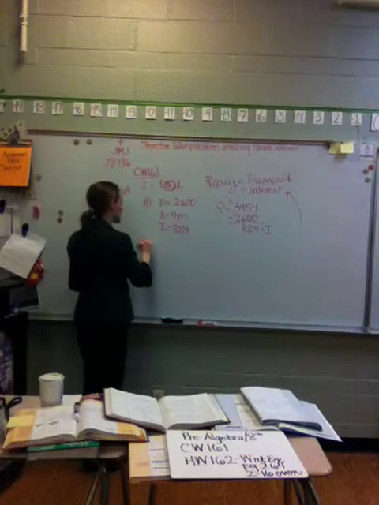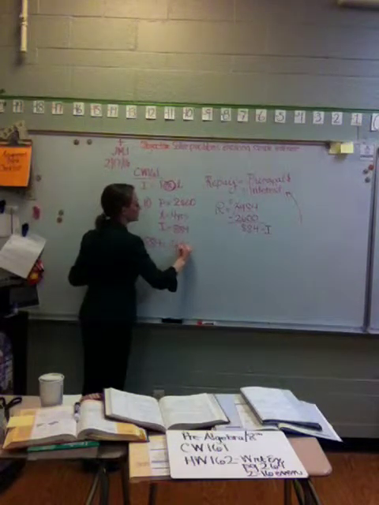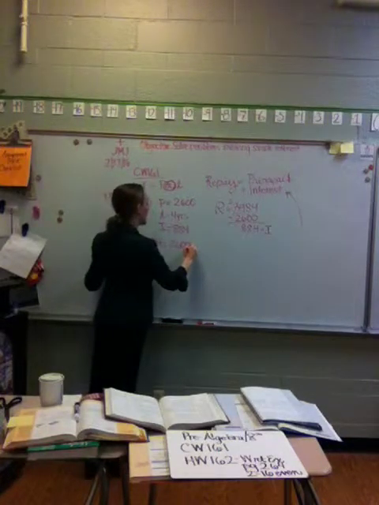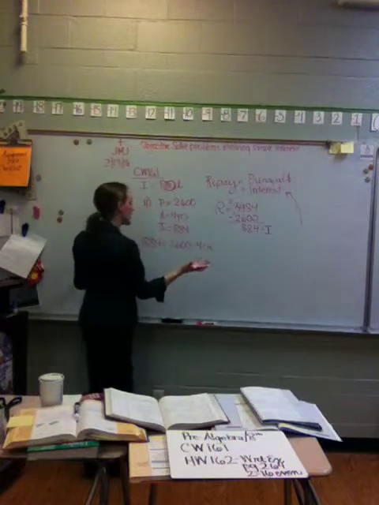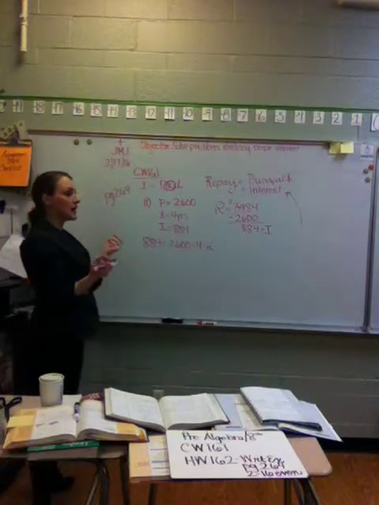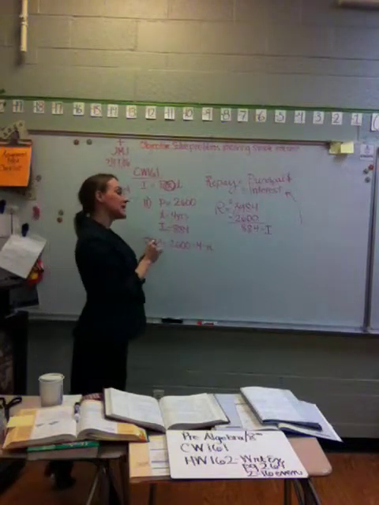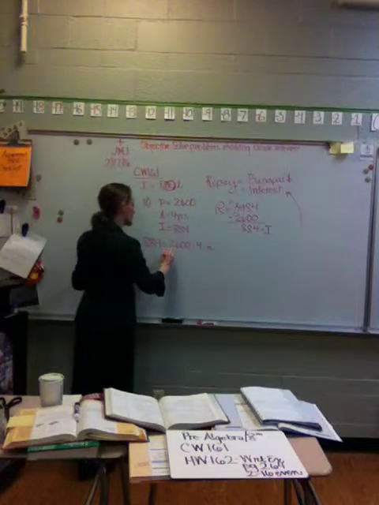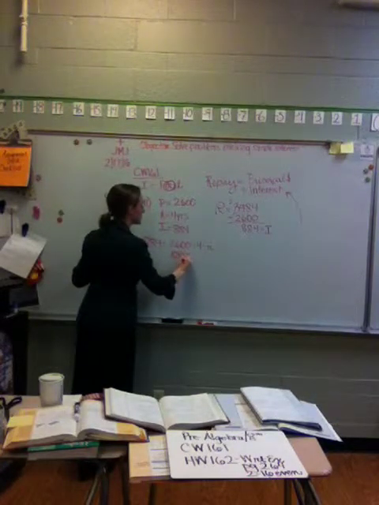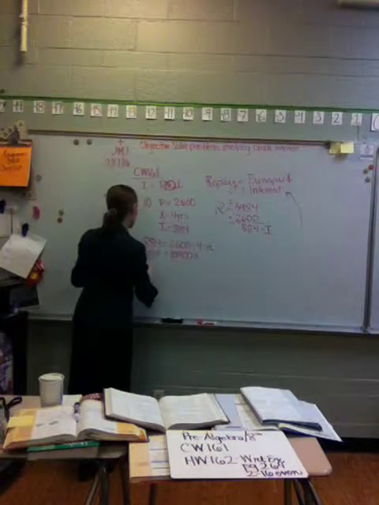So I have my interest is 884 equal to my principal of 2,600. My time is 4 times my rate, which is my unknown. So I had 26 times 4. 25 times 4 would be 100. So 26 times 4 is 104 with 2 zeros at the end. Check my math. Bless you. Divide both sides.